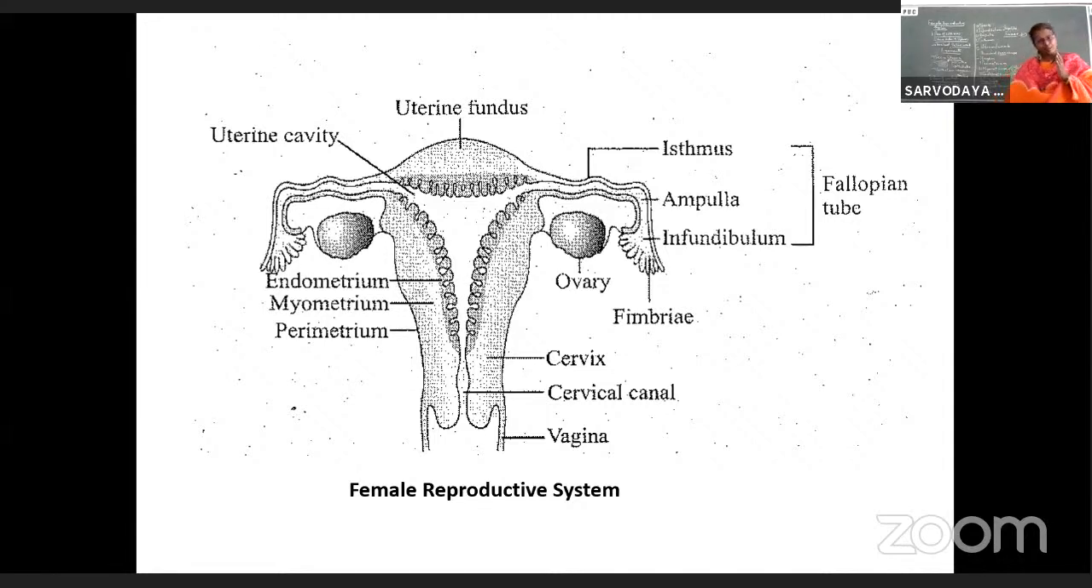Look at this. The same function can be asked in two different forms, two different types of questions. When I ask, mention the layer which takes part in the process of parturition, it is myometrium. So there are three layers of the uterus: outside is the perimetrium, the second is the myometrium, and the third is the endometrium. That is the third part of the female reproductive system, the uterus.